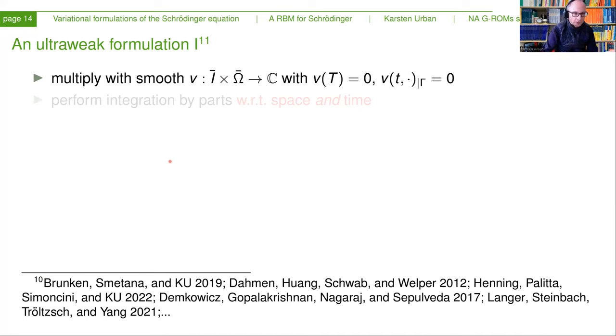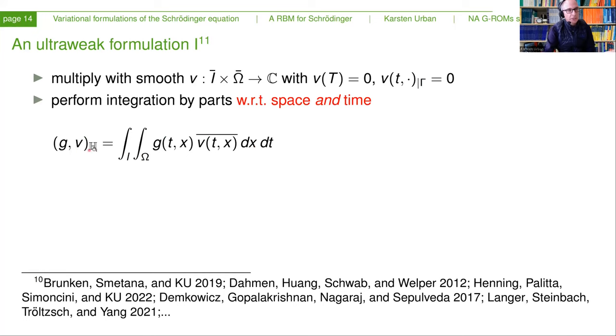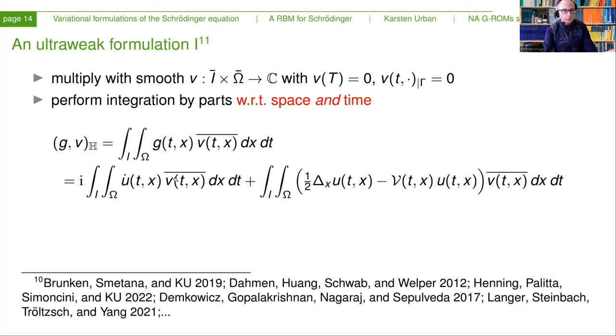Also there is a huge literature, much more than what I can put here on that slide. And let me show you the idea of this ultra-weak formulation. So we start with a smooth function in time and space, complex valued, terminal value zero and boundary value also zero. And now we integrate by parts with respect to both space and time and all appearing derivatives. So let's start with the left-hand side, G in the inner product in L2 over space and time. Now here you have the complex conjugate. Then this is just the Schrödinger equation. So nothing has happened. You still see V bar and V bar here. We just insert the Schrödinger equation.